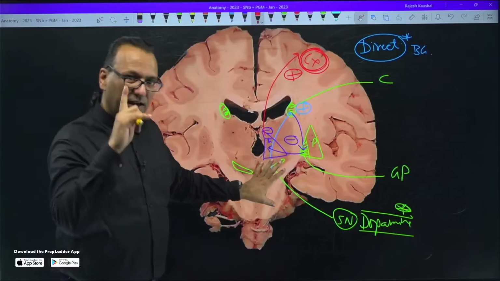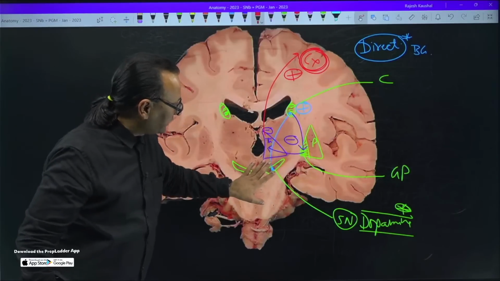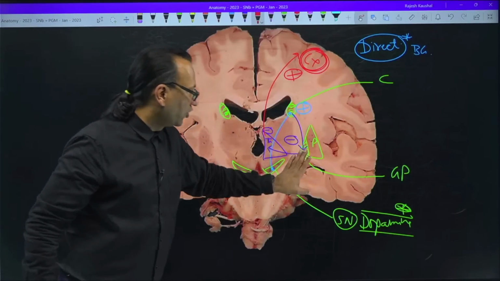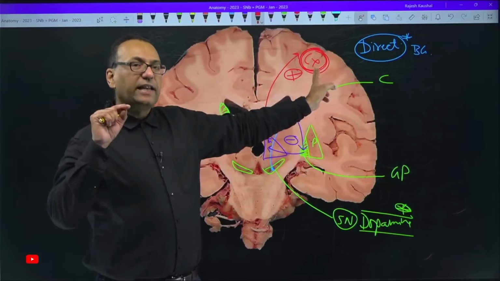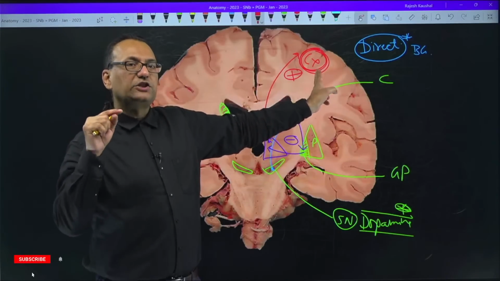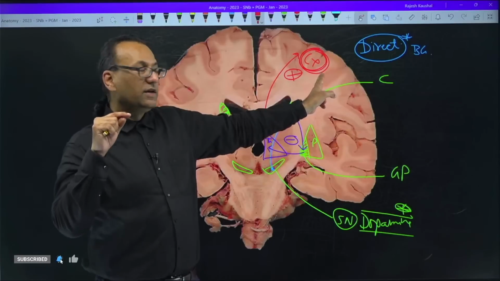So what is the first thing? Substantia nigra. What is the second thing? Caudate. Third thing, globus pallidus. Fourth thing, thalamus. And fifth thing is cerebrum. Be careful.